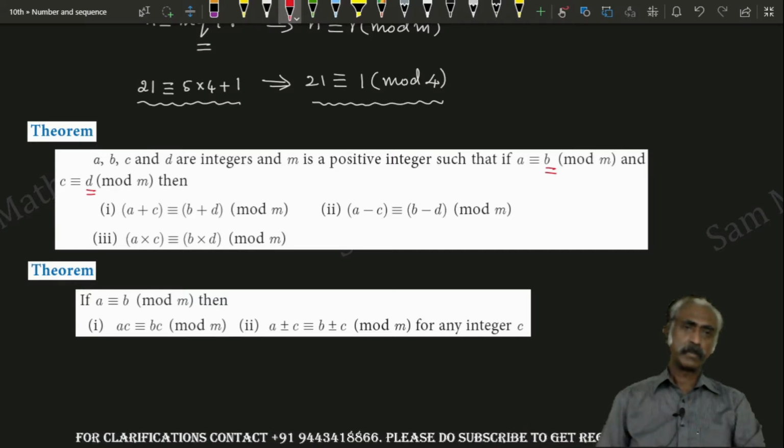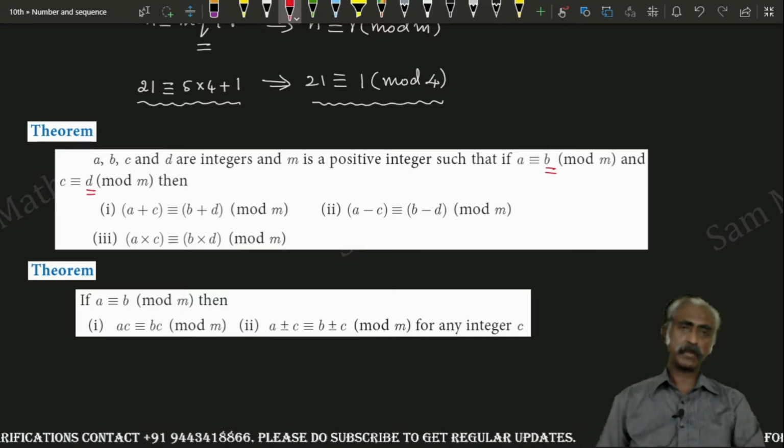Okay, children. Second theorem: if a is congruent to b mod m, then we can write ac is congruent to b into c mod m.